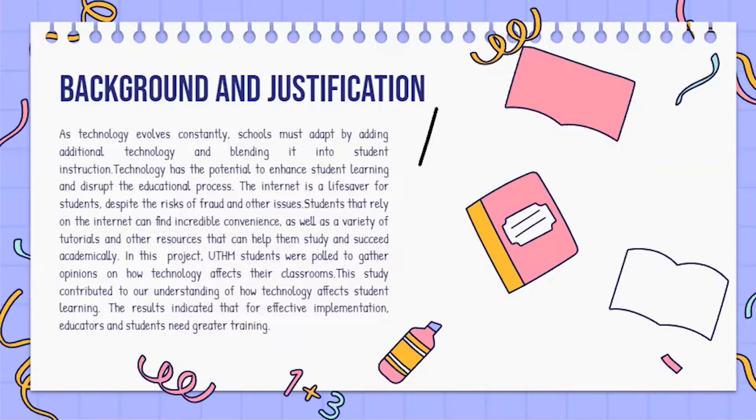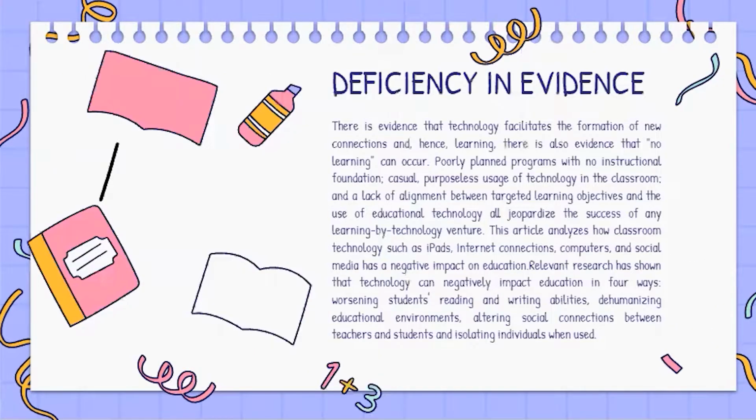Students who rely on the internet can find incredible convenience as well as a variety of tutors and other resources that can help them study and succeed academically. In this project, UTHM students pooled together their opinions on how technology affects their classroom. This study contributes to our understanding of how technology affects student learning. The results indicate that for effective implementation, educators and students need greater training.